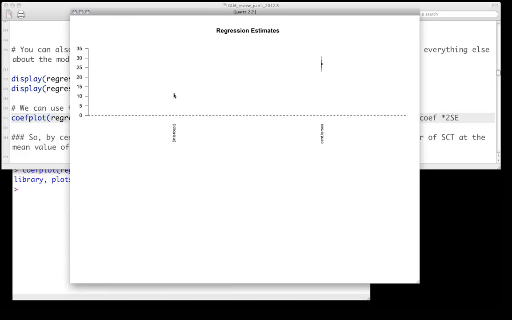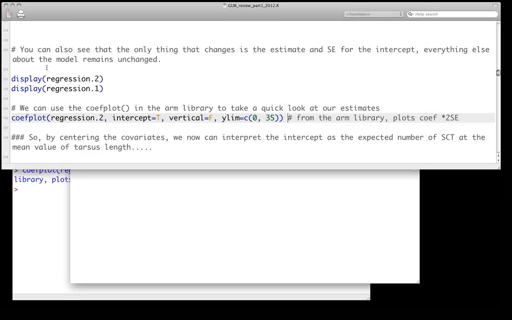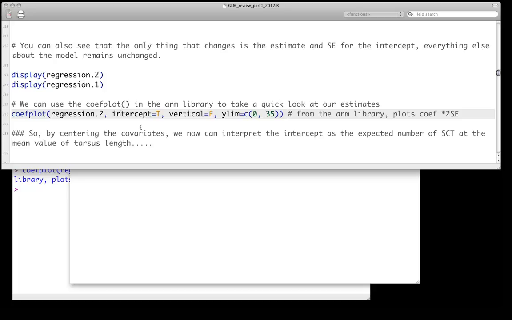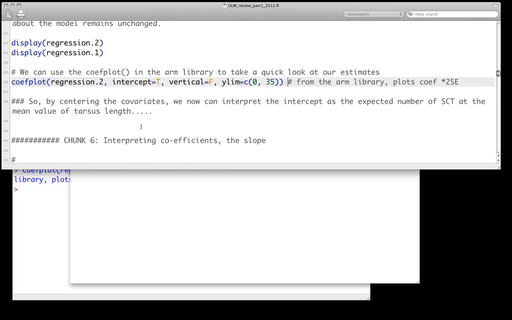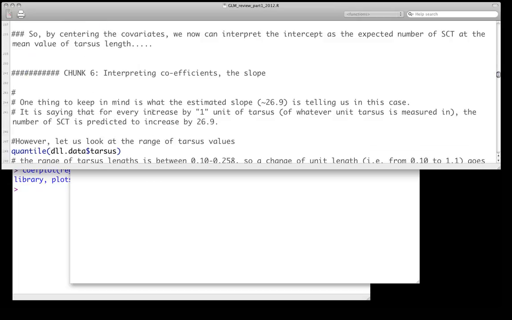You can't see it because the standard error is so small, but there is a standard error around the intercept, which is very small. For Tarsus, for the slope, you can see the thicker black lines here are one standard error, the thinner black lines are two standard errors, which of course is approximately the confidence intervals. And you can change that in the arguments there. And like I said, by centering the covariate, by centering Tarsus, we can now interpret the intercept as the expected number of sex-comb teeth at the mean value of Tarsus length.